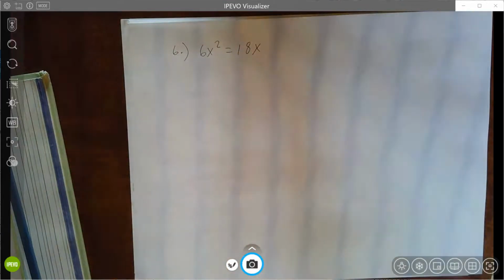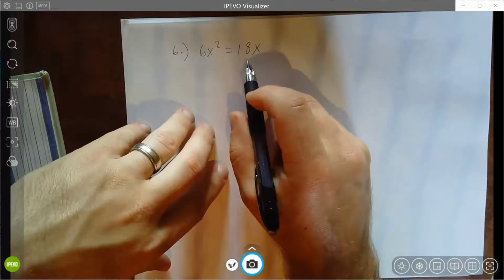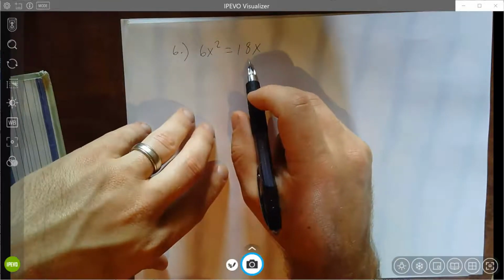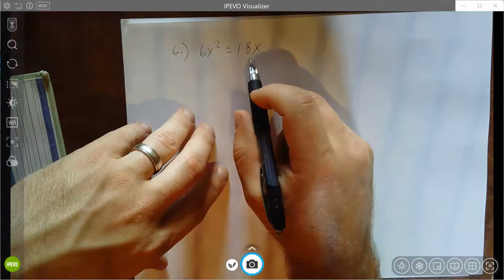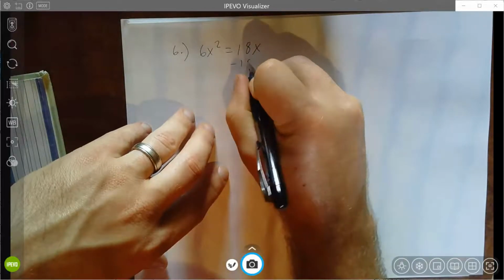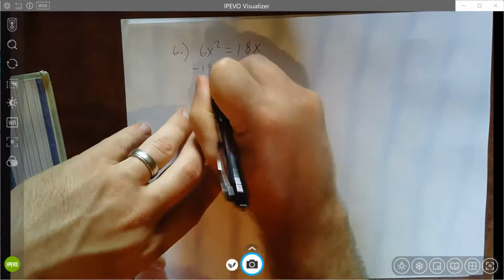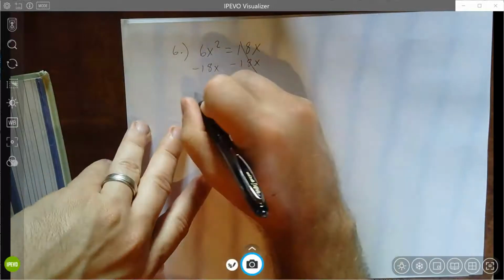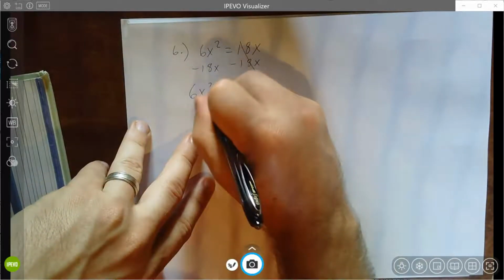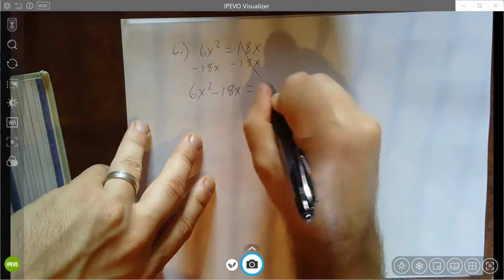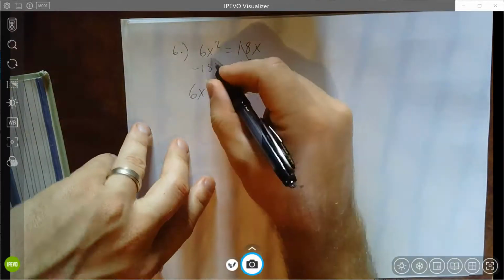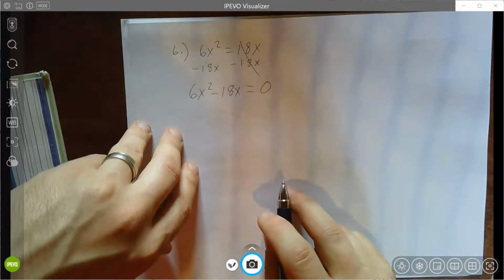Okay, remember that for factoring to work at all, one side of the equation has to be what? 0. So we're going to have to move this 18x over here so that we'll have 0 on the right side. So 6x squared minus 18x equals 0. Notice these two terms did not combine. They're not like terms. You just write them beside each other.